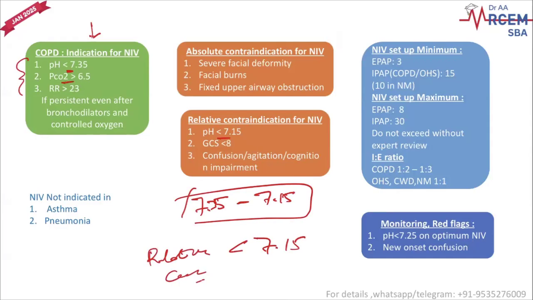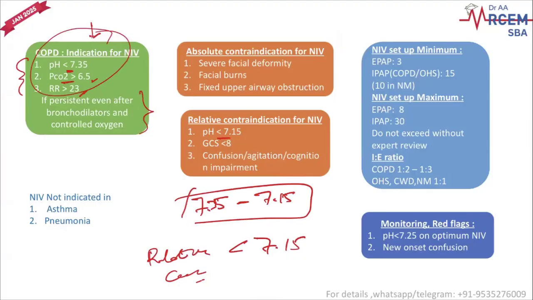PaCO2 values, that is carbon dioxide values, are more than 6.5. Respiratory rate is more than 23. These parameters we usually look at after giving medical treatment for an hour's time and they have not improved. And these are the parameters which are present.